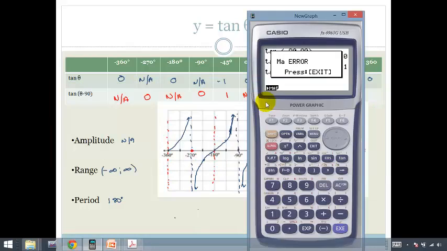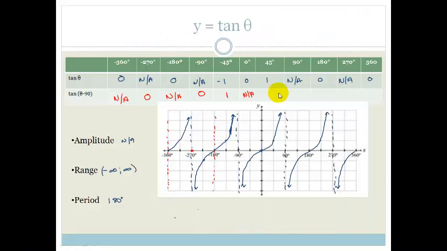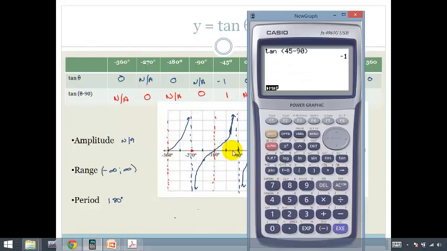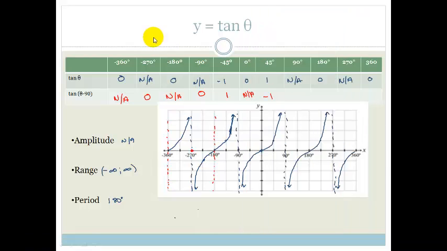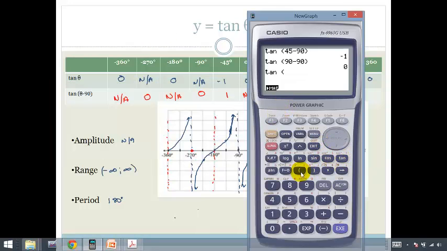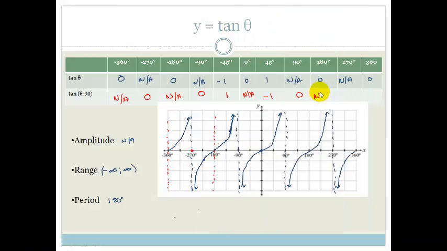Now we've got 45. So tan of bracket 45 minus 90, close bracket, is minus 1. Tan of bracket 90 minus 90, bracket, equals 0. Then we've got tan of bracket 180 minus 90, close bracket, is an asymptote.